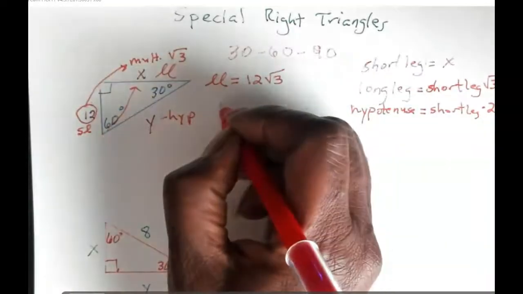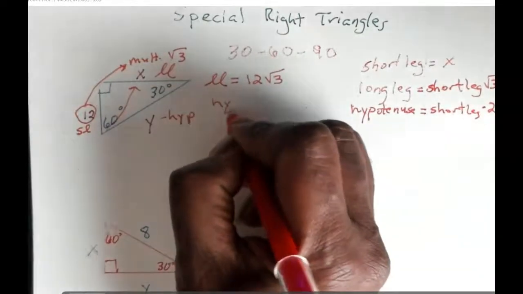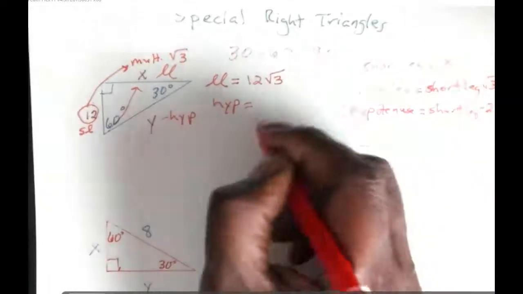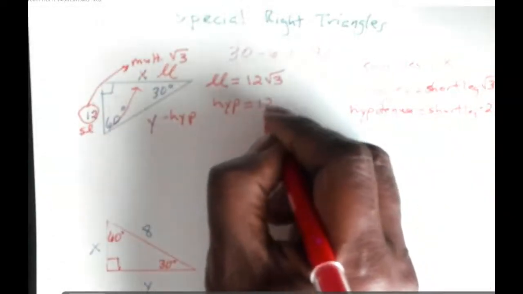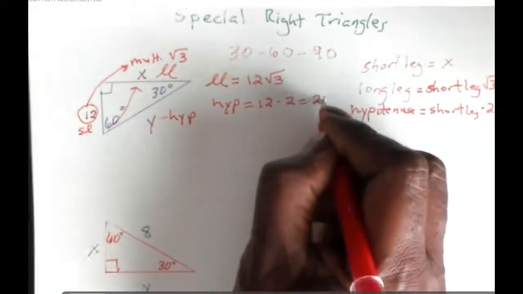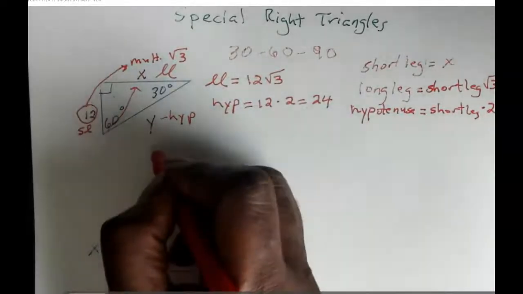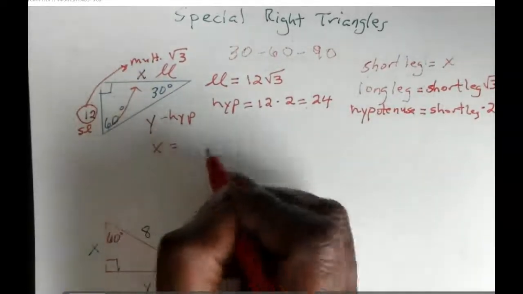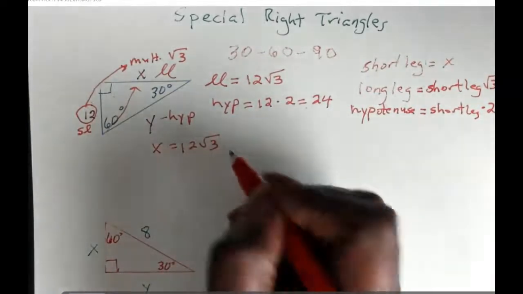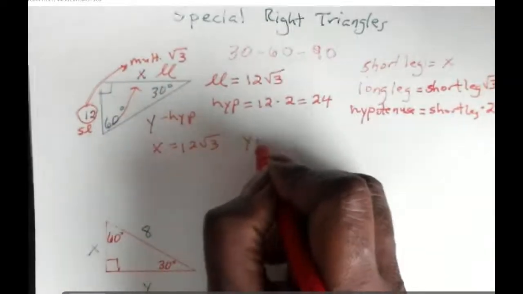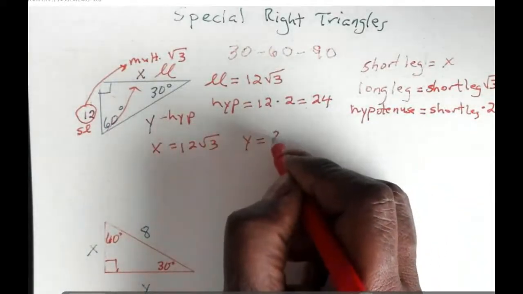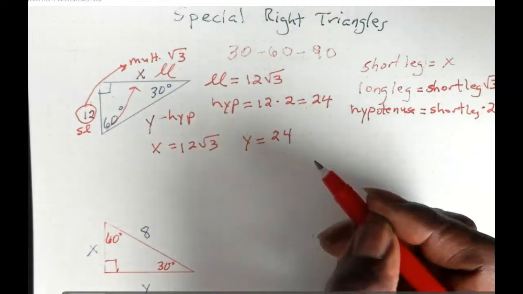The hypotenuse is equal to the short leg times 2. So the short leg is 12. We multiply that times 2, and we get 24. Okay, so x is equal to 12 square roots of 3, because x is the long leg, and y is our hypotenuse, which we take the short leg 12 and multiply times 2, and we get 24.